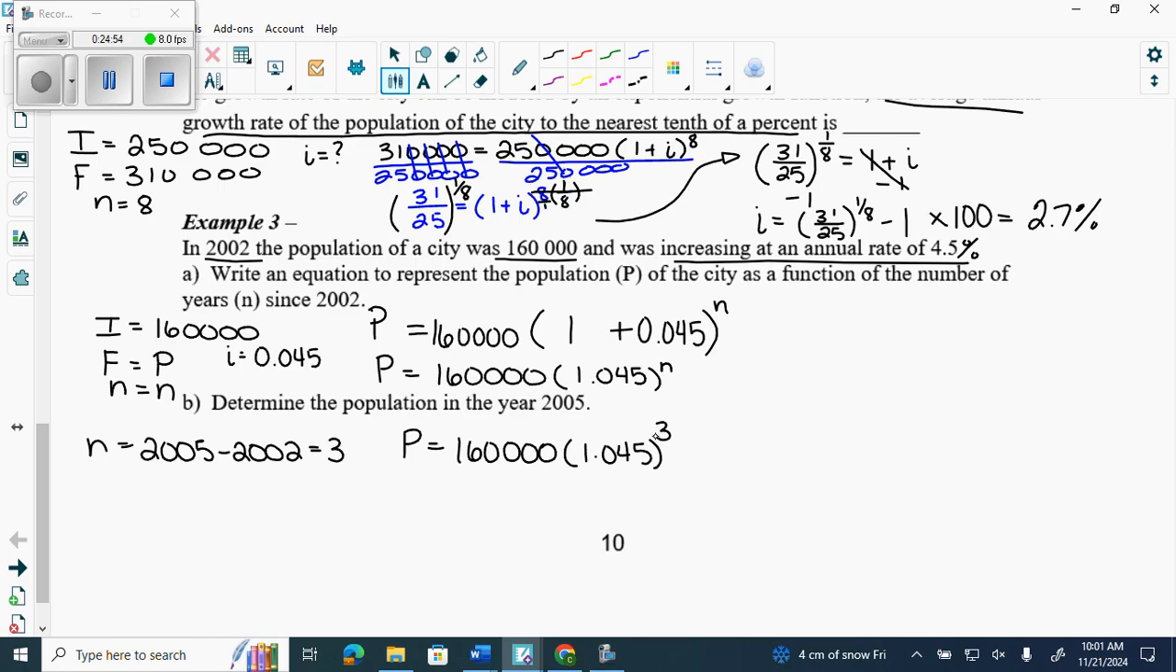Okay, what do we get? Now remember with your population, you're going to have to round down because you can't get a part of a person. So what do we get? Sorry, 182,587. Round down for population. Can't have a part of a person.